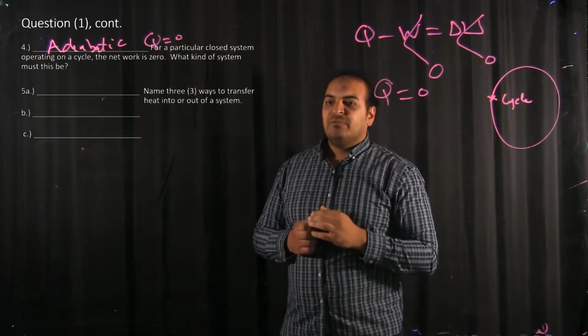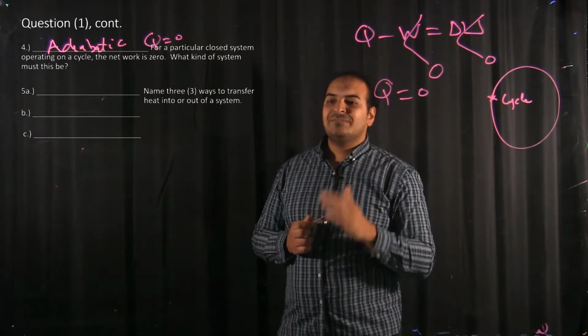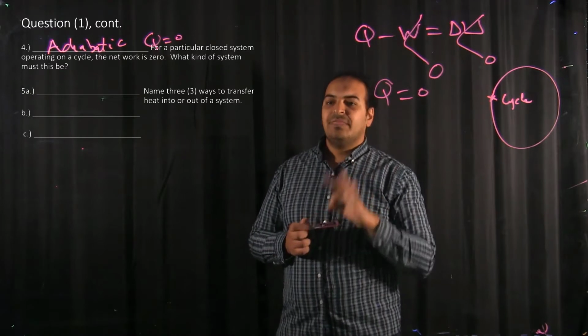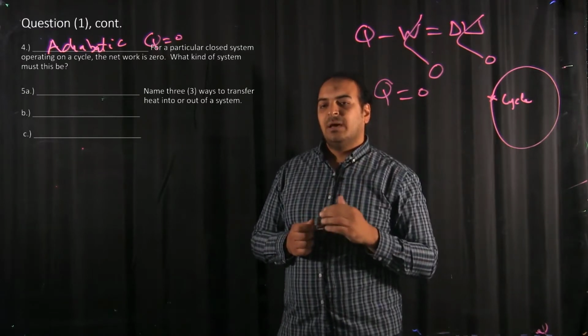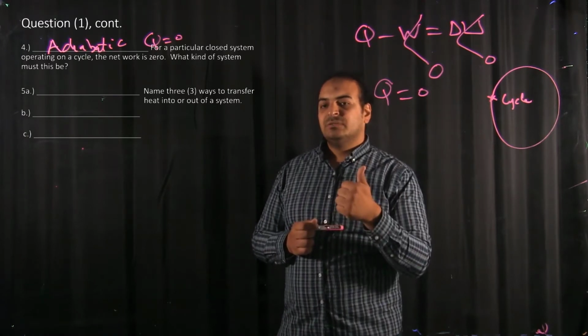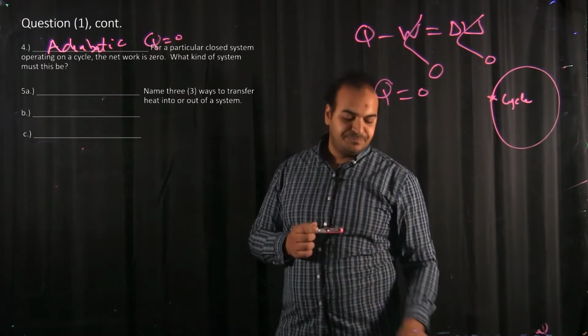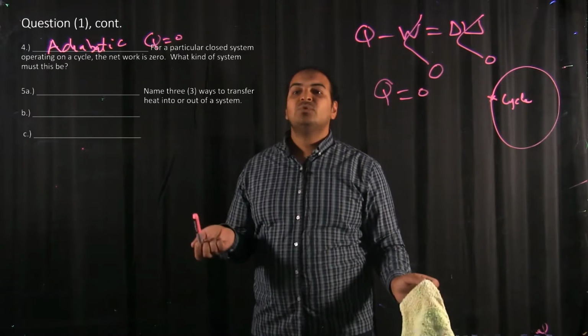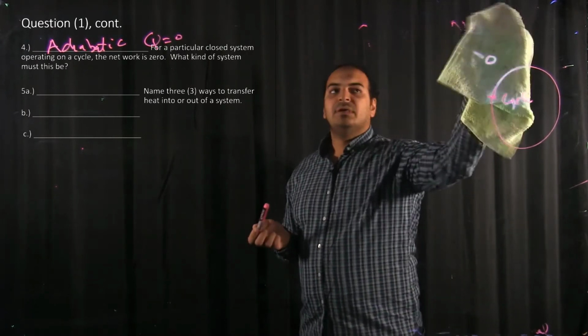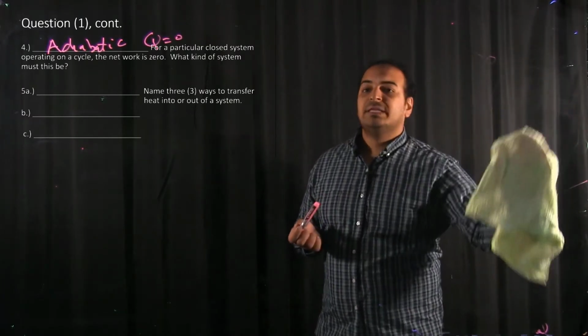Problem number 5: name 3 ways to transfer heat in or out of a system. There are 3 ways we discussed in the lecture about how to transfer heat to the system: convection, conduction, radiation. If you know it, it takes 0 time, 1 minute to write it. If you don't know it, you need to go and study.